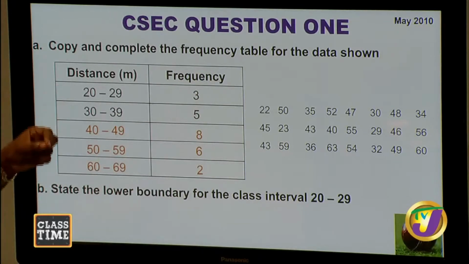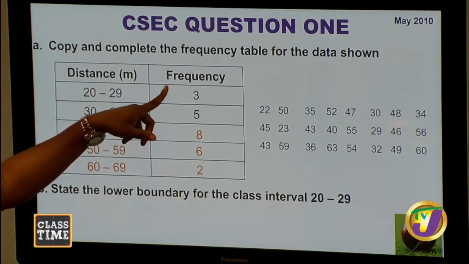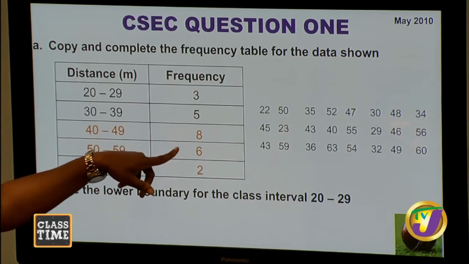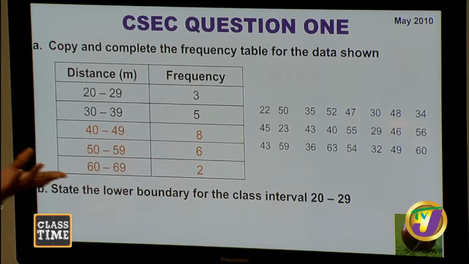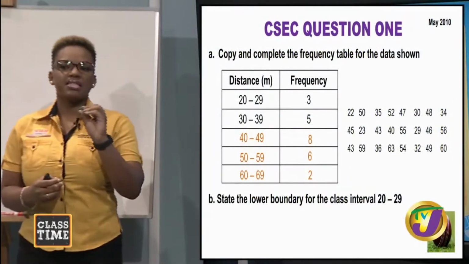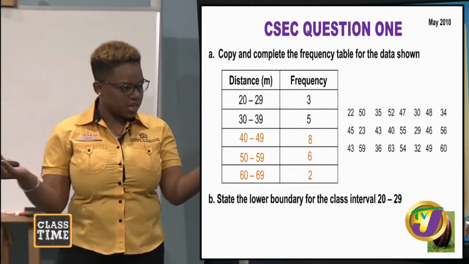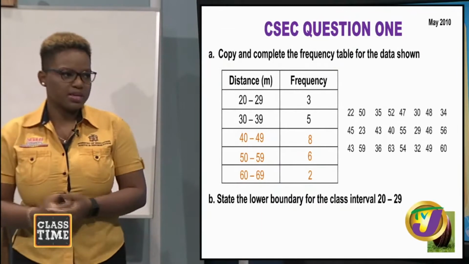So let's do a quick check. 3 added to 5, that's 8. Added to 8, 16. Added to 6, 22. Added to 2, 24. Good. So here is a tip, students. You can sum your frequency values to ensure that the sum of the values in your frequency table is the same as the total number of observations or data values within the set.